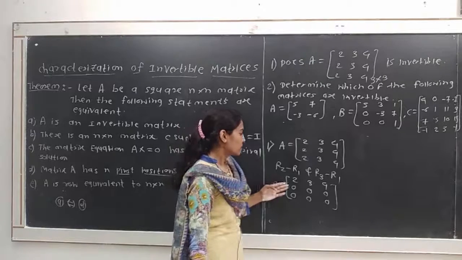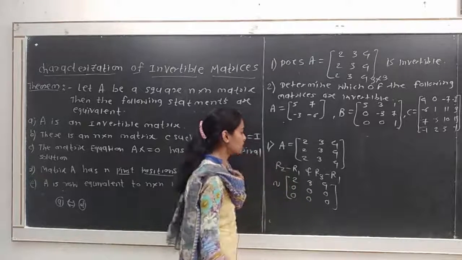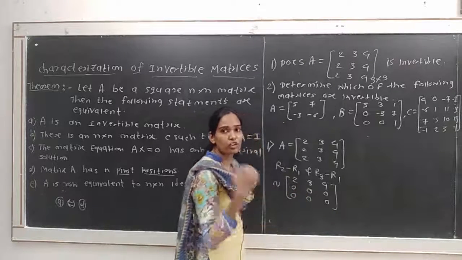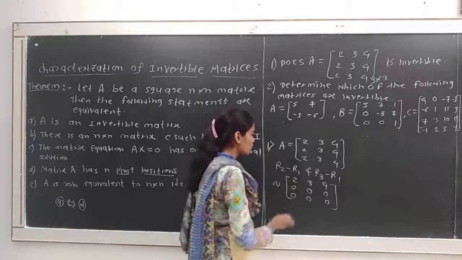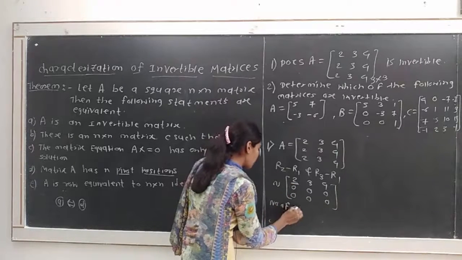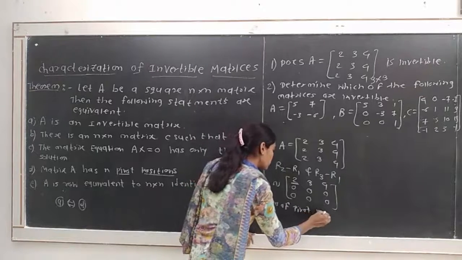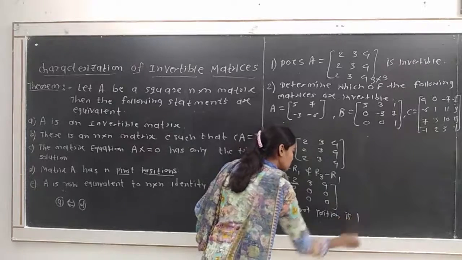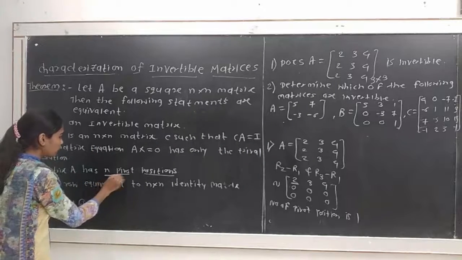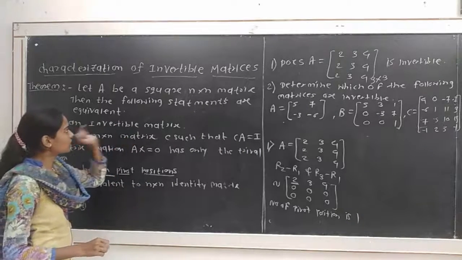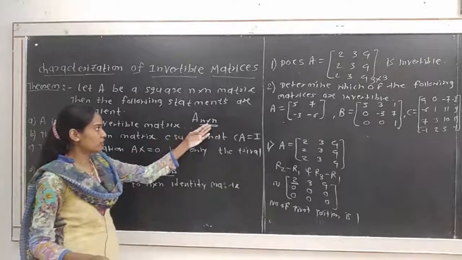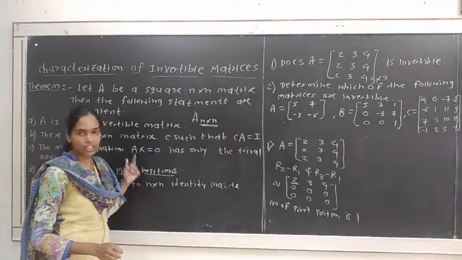Now we count the number of pivot positions, that is, the number of non-zero diagonal entries in the n cross n matrix. Here the number of non-zero diagonal entries is only 1, so the number of pivot positions is 1. The statement says that if A is a matrix of order n cross n and A has n pivot positions, then A is an invertible matrix.